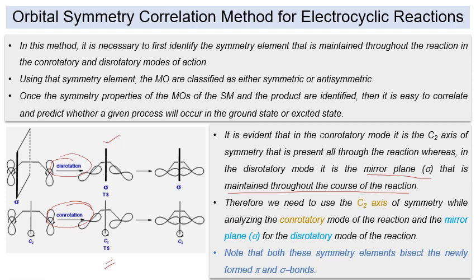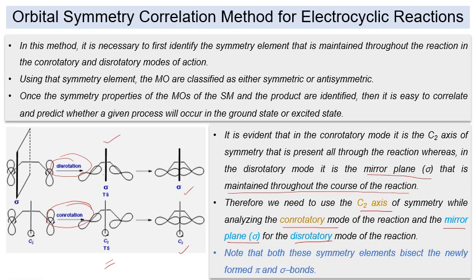Therefore, very importantly, we need to use the C2 axis of symmetry while analyzing the conrotatory mode of reaction and the mirror plane, which is the sigma, for the disrotatory mode of reaction. After the reaction is done, in the newly formed pi and sigma bonds, both of these elements are present.